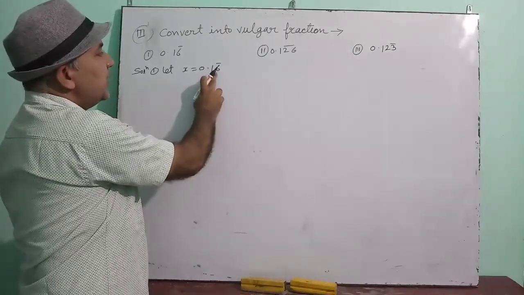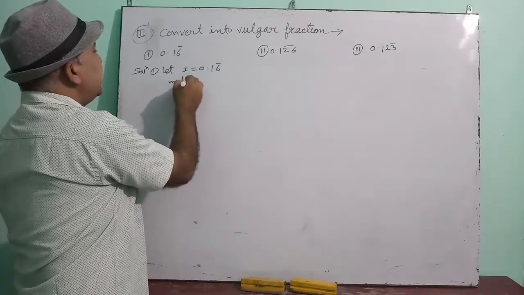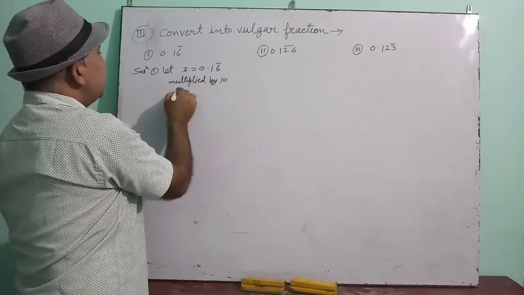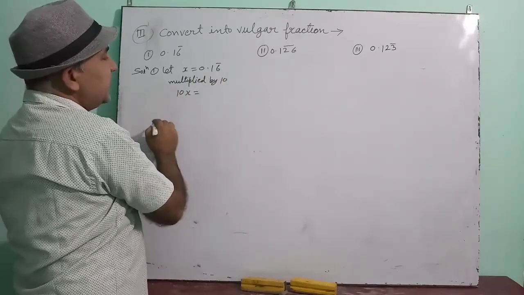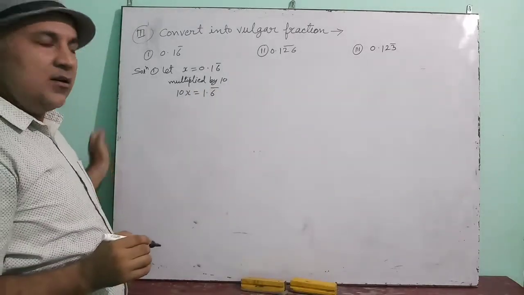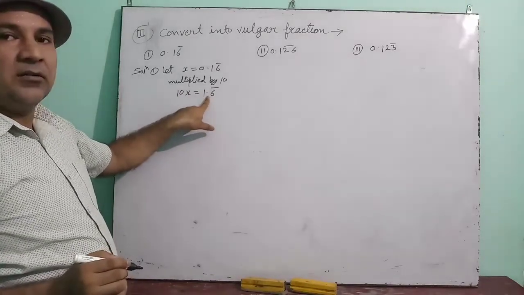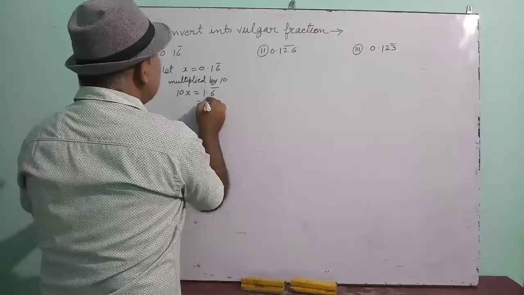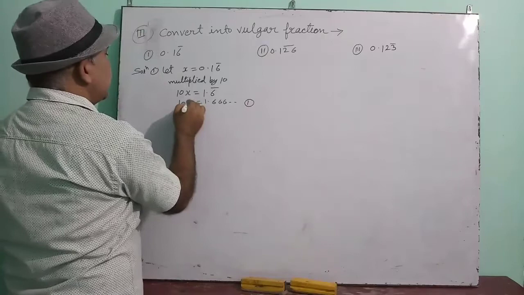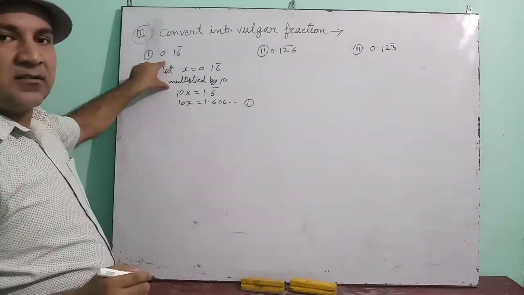To bring the decimal here, we have to shift the decimal one digit, so it will be multiplied by 10. Then it will become 10x equals 1.6 bar. Is this clear? We will always bring the decimal just before the bar. Okay. Now remove the bar. 1.66. This will be your first equation. Okay. This is the different process.